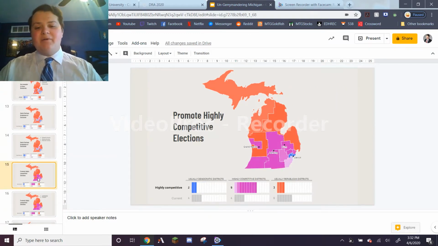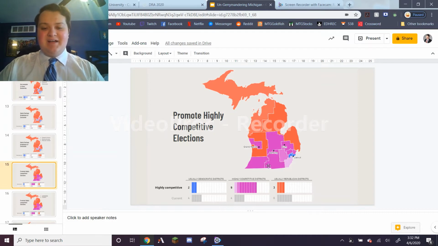Another method is promoting highly competitive elections. I think this map is completely chaotic and it makes me laugh, but producing as many toss-up competitive districts as possible, it's insane.